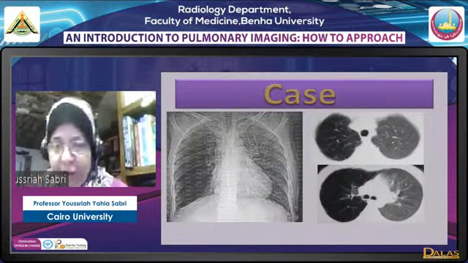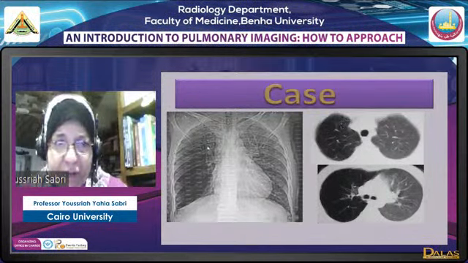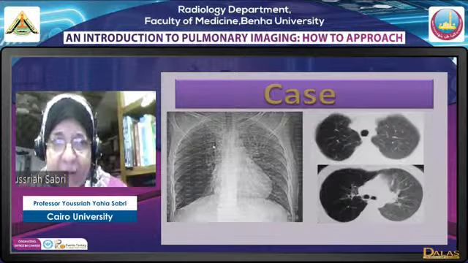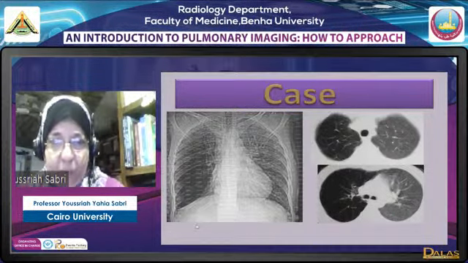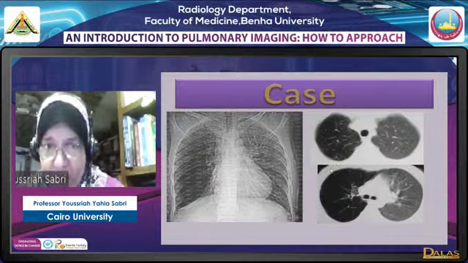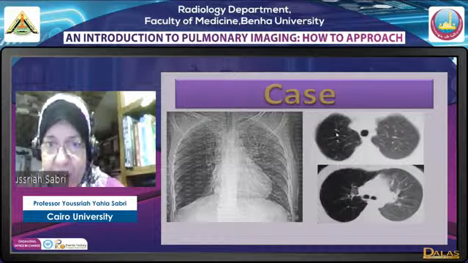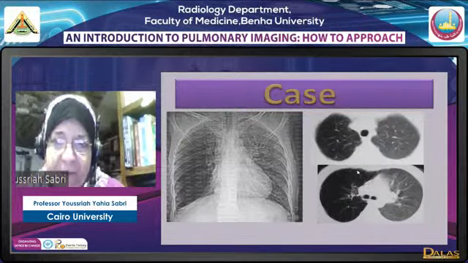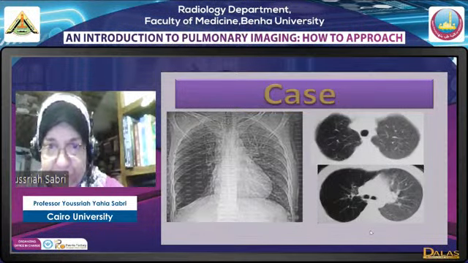Now what do we have here? Now we have a hyperlucent hemithorax, okay, but there is no shift of the mediastinum. If you go to the axial images, we find a clearly hyperlucent hemithorax with sparse vessels which are attenuated, and we do have here some element of retrosternal herniation.